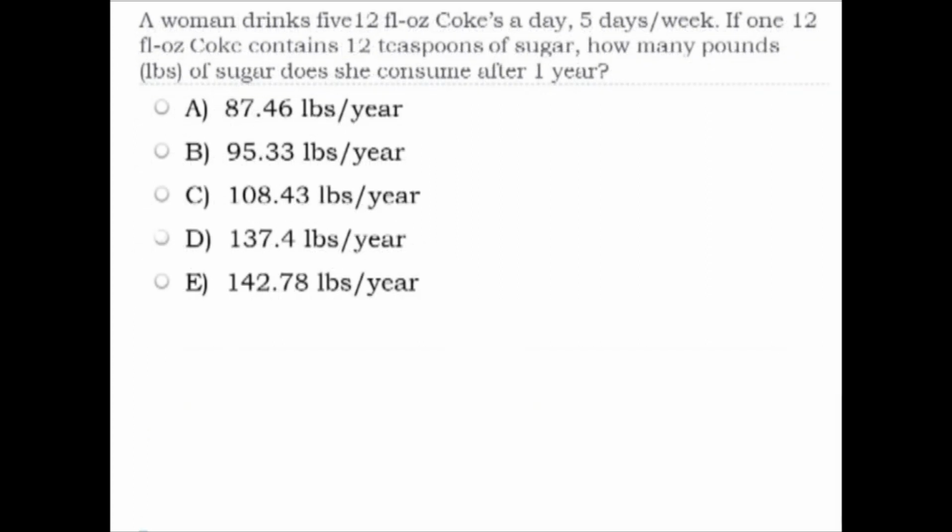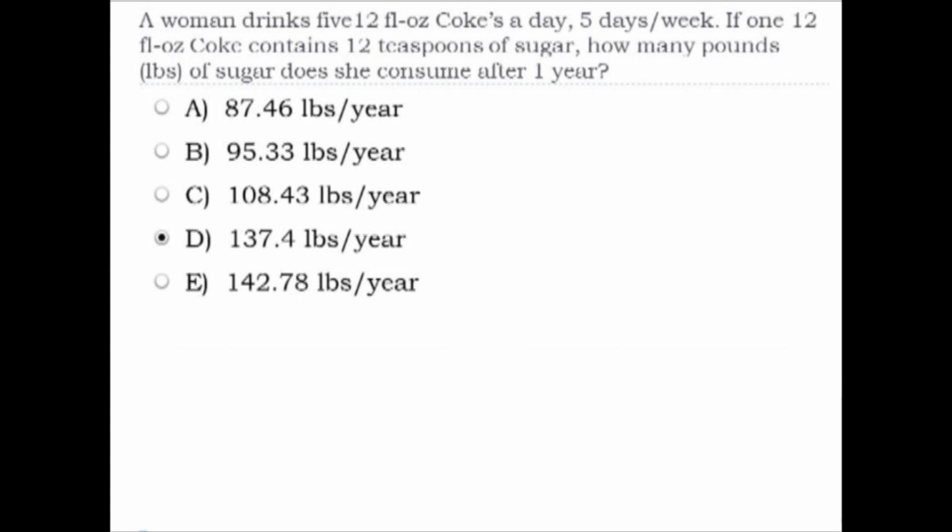So now let's do an estimate for 1 year. Same description. A woman drinks 5 12 fluid ounce Cokes a day, 5 days a week. If one 12 ounce Coke has 12 teaspoons, how many pounds at the end of 1 year? I'll pause here, do the calculations, and I'll provide the answer on the next slide. The answer that you should have come up with is 137.4 pounds per year.